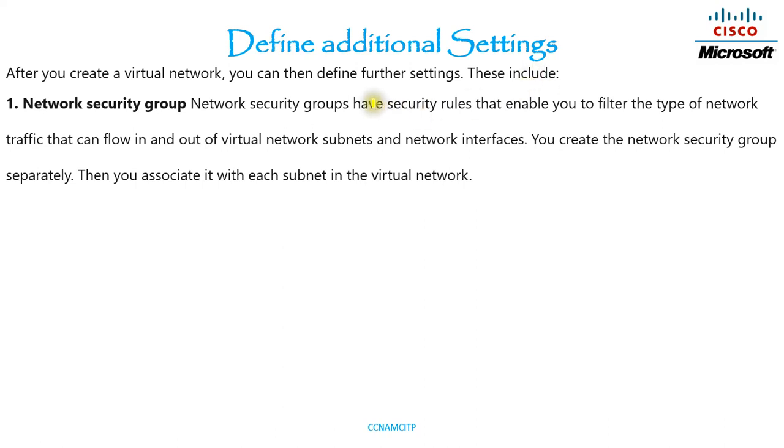Network security groups have security rules that enable you to filter the type of network traffic that can flow in and out of virtual network subnets and network interfaces. You create the network security group separately, then you associate it with each subnet in the virtual network.